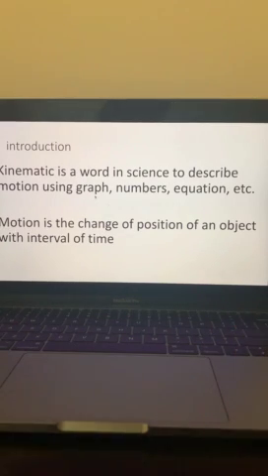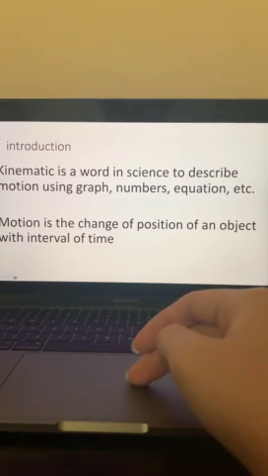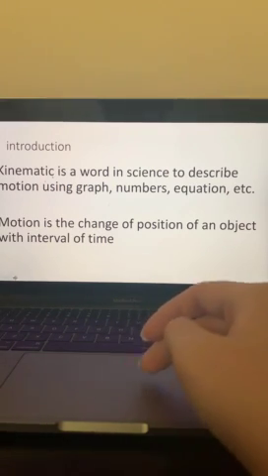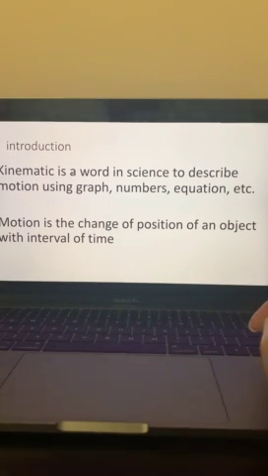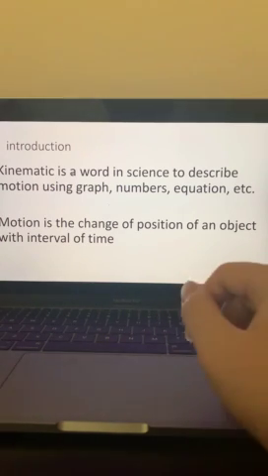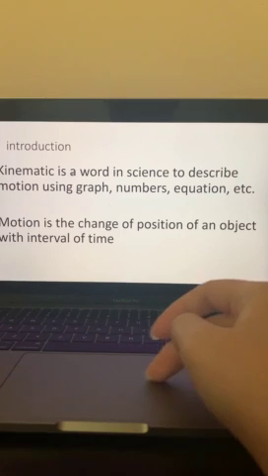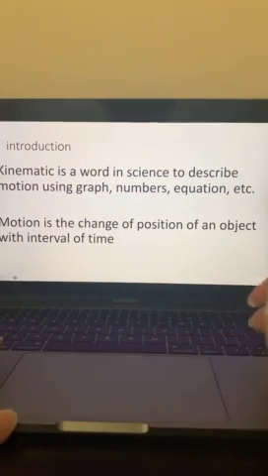Okay, so for the introduction, kinematics is a word in science to describe motion using graphs, numbers, equations, etc. From what I know, motion could be divided into two kinds, one dimension and two dimensions, but right now I just want to explain the one dimension. The meaning of motion itself is the change of position of an object over an interval of time.